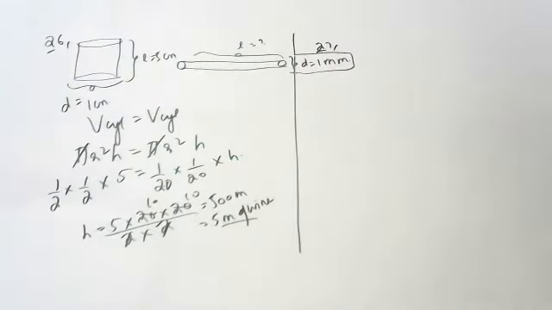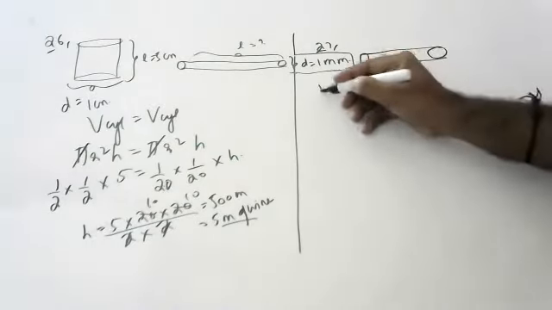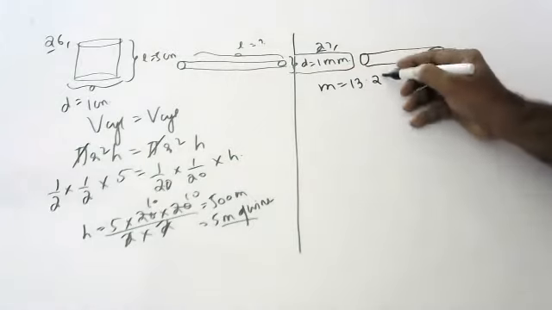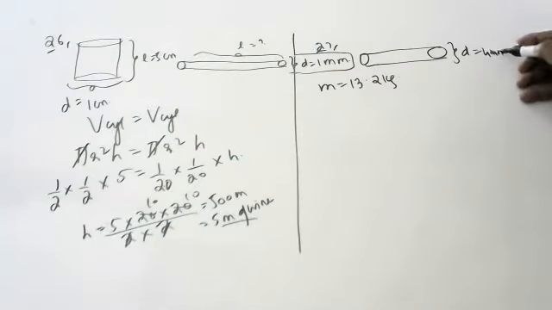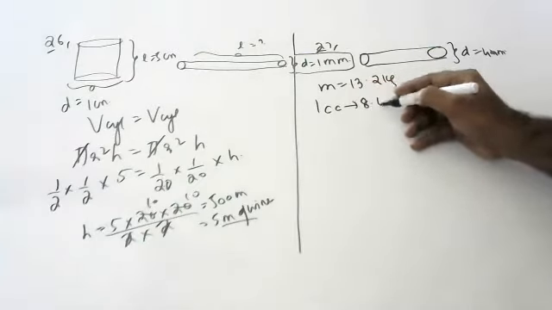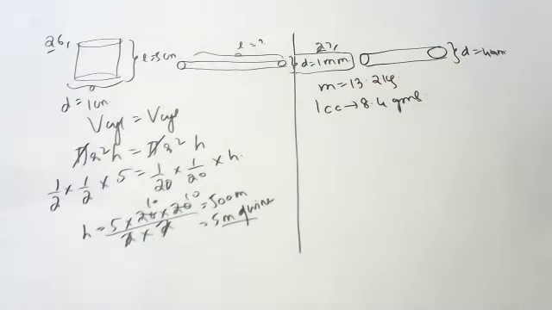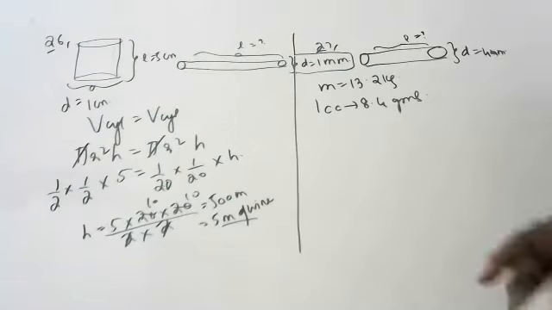Yes, sir. Find the length of 13.2 kg of copper wire. There is a copper wire like this. Its mass is given as 13.2 kg and the diameter is given as 4 mm, where 1 cc weighs 8.4 grams. Okay. Sir, first we'll make the radius and we have to find the length. No, first find the volume. First find volume.